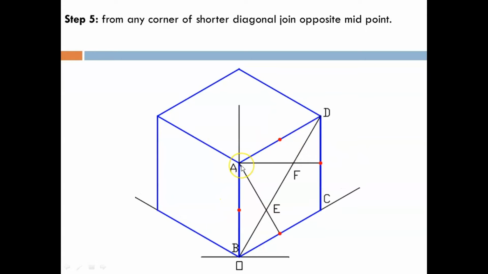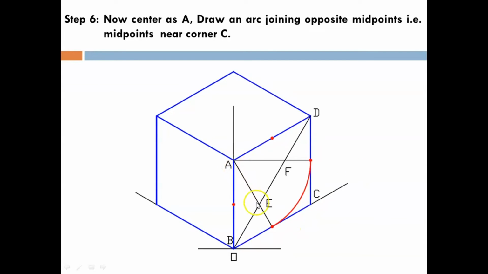Consider the corner of the shorter diagonal. Now AC is the shorter diagonal, so you can select any corner of the shorter diagonal AC and draw a line joining the opposite midpoints, or you can say the midpoints nearer to the corner C. Now here you can see the lines starting from the corner A and joining the midpoints nearer to the opposite corner, that is C. Now with center as A and distance equal to this line, draw an arc so that it will connect the midpoints nearer to the corner C.